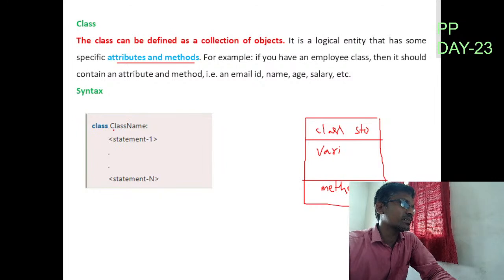This is the syntax for writing a class in Python. You have to use the class keyword followed by the class name, like student, followed by a colon, and then you write the number of statements inside the class.